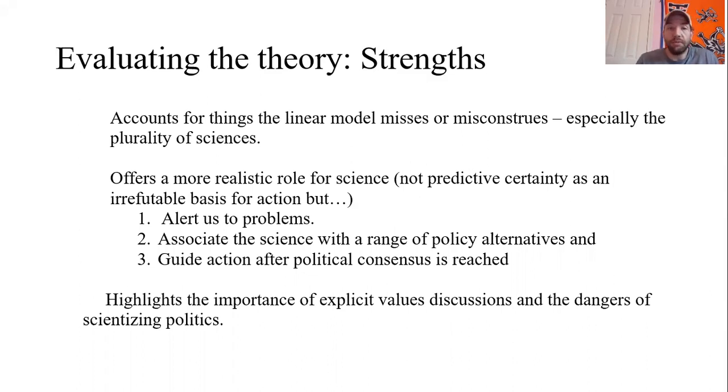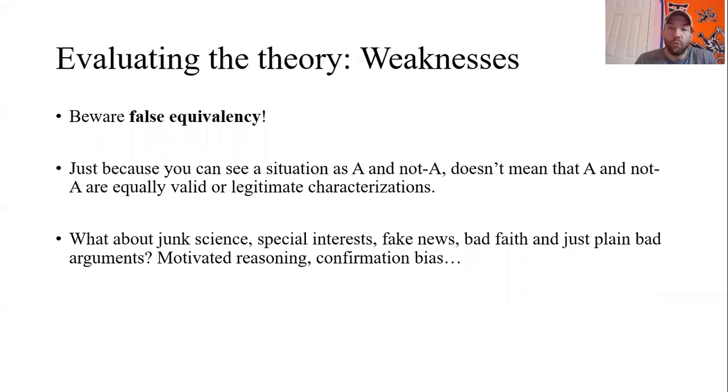It can alert us to problems. Maybe what decision makers can do is associate the science with a range of policy alternatives. And then maybe the science can guide our action after we've already come up with a political consensus. But science itself is not going to give us that consensus, right? So this model highlights the importance of explicit values discussions and the dangers of scientizing politics, which again were built into the linear model.